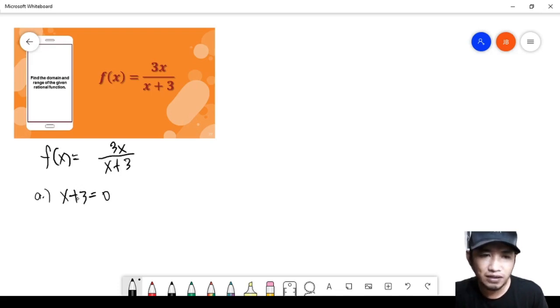Transpose positive 3 to the other side of the equation. X now is equal to negative 3. So, yun. Okay? So, meron na tayong value ng x natin, that is negative 3. Okay? Next step.